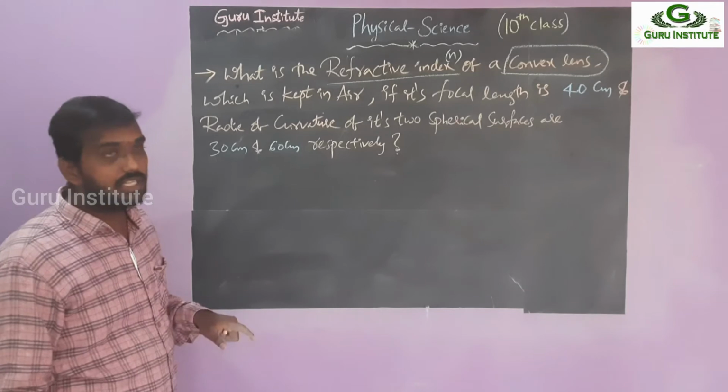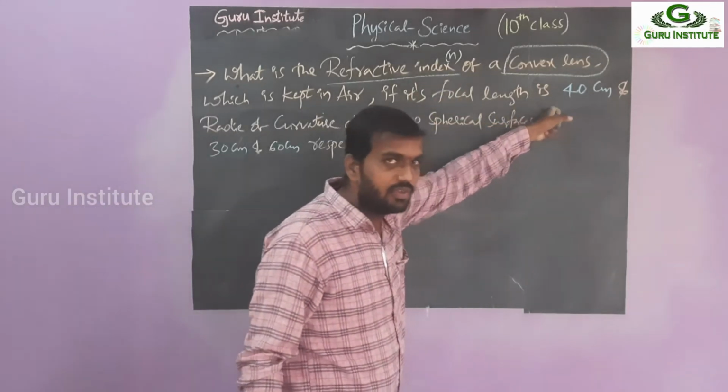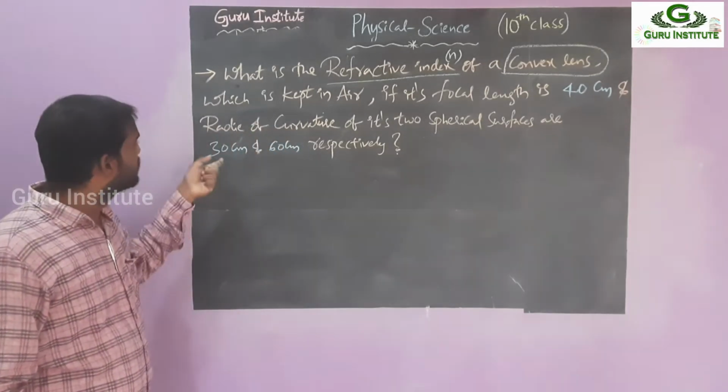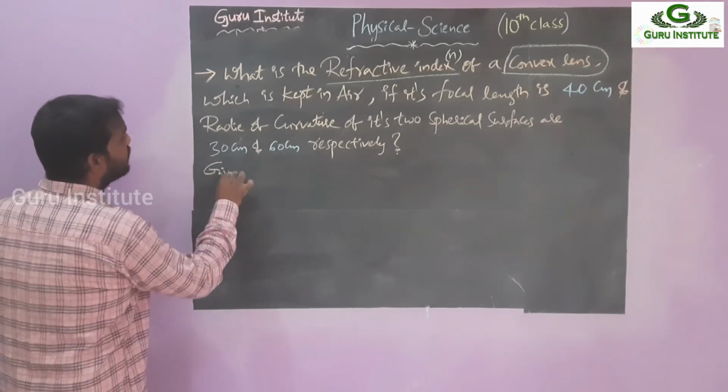And what is he asking, what is given? He is asking for n and given focal length f, and radii of curvature. Radius of curvature means single, radii of curvature means plural. So he has given R1 and R2. So simply write the given data, then you can know the idea.